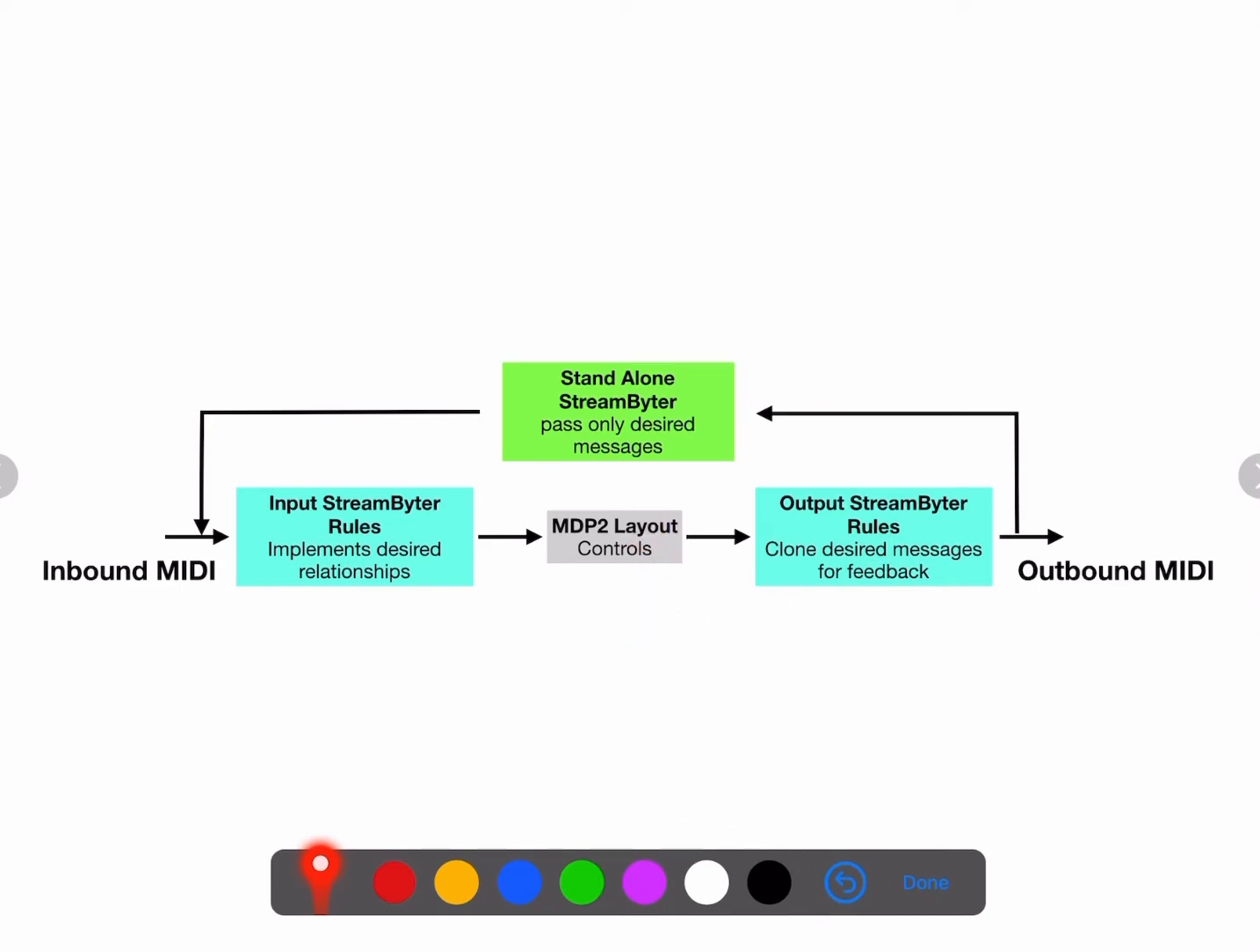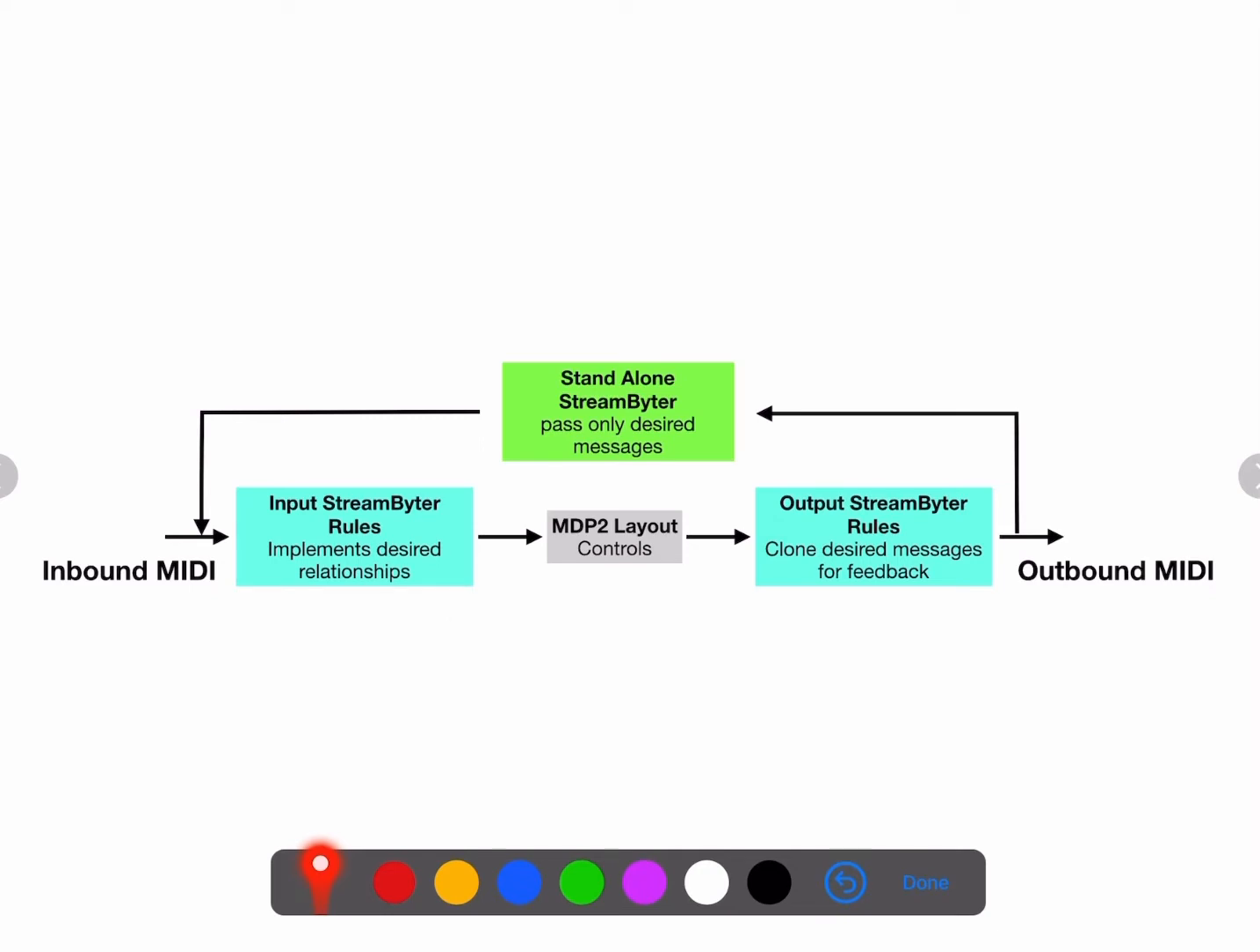So what we do is in the standalone StreamByter we're going to put a filter that's going to only let a very specific type of message through. In the output StreamByter rules, if there's a specific CC we want to watch, we will clone it. Otherwise, if it's only doing feedback, we'll make the layout in that native format. That means the input StreamByter rules have visibility into some layout control positionings, what's coming out of the output, and what's coming inbound. So you have visibility in this module to implement any relationship between controls and input-output that can be defined in StreamByter code.